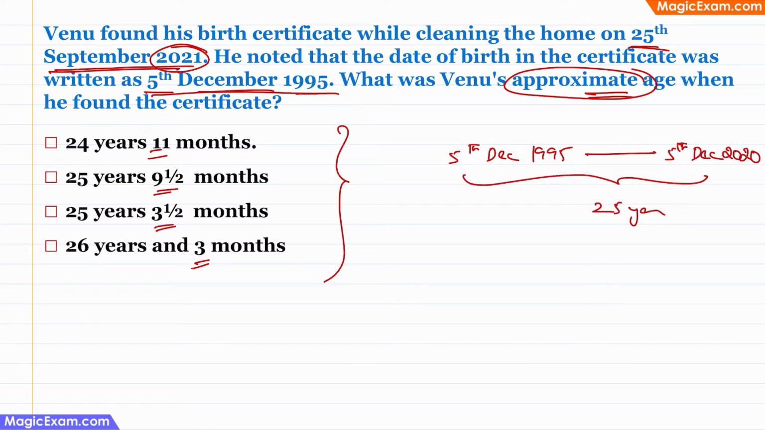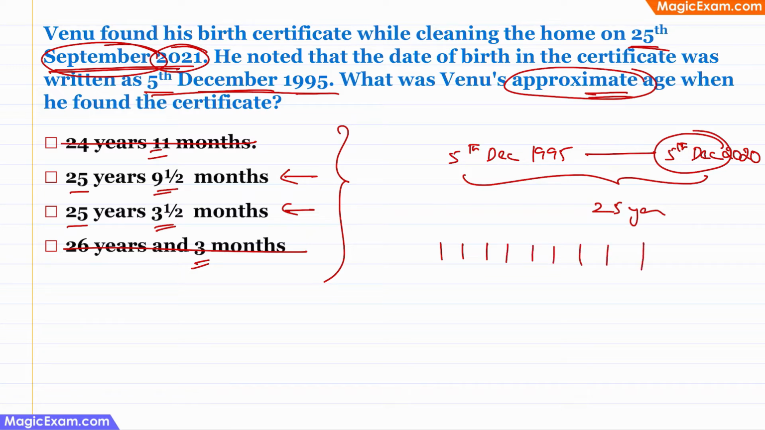Now, if you look at the answer choices, option 2 and option 3 have 25 years in it. So we can eliminate option 1 and option 4. And if you look from December of 2020 till September of 2021, it will be January, February, March, April, May, June, July, August and September, which is 9 months. And if you look at the second part of the options, option 2 has 9 months in it. Therefore, option 2 has to be the correct answer, because we clearly see that it cannot be 3 months. Therefore, option 3 can be eliminated and only option 2 is the correct answer here.